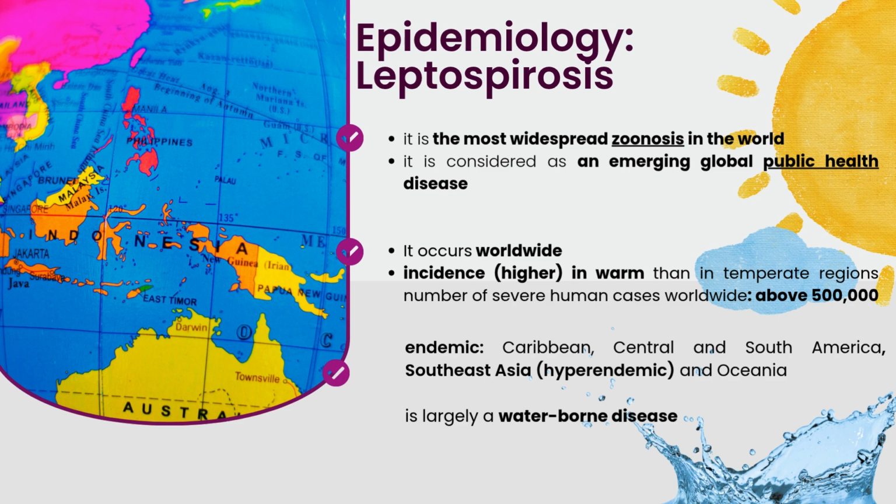Regions such as the Caribbean, Central and South America, Southeast Asia, where the Philippines belongs, and Oceania are particularly affected. These areas are considered endemic or even hyperendemic, especially in Southeast Asia. So, highlighting the urgent need for targeted public health interventions. It's important to recognize that leptospirosis is predominantly a waterborne disease. This characteristic makes understanding local water management and hygiene practices crucial in combating its spread.